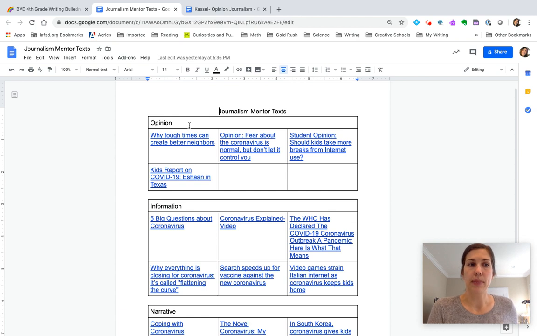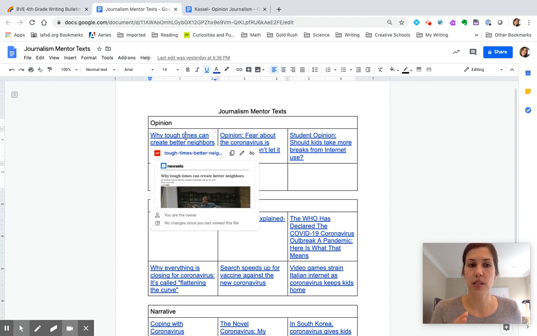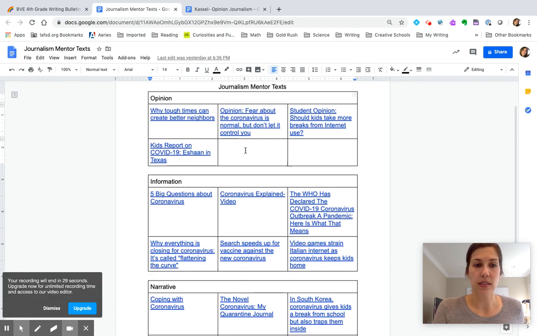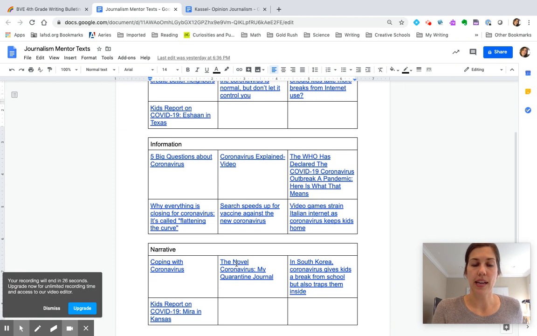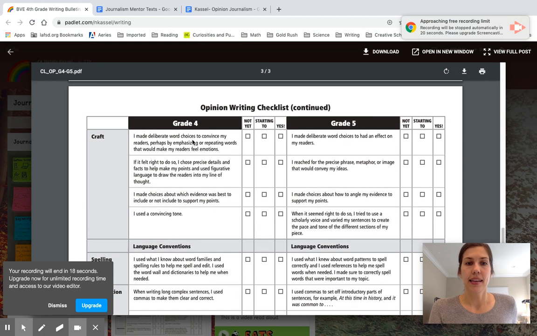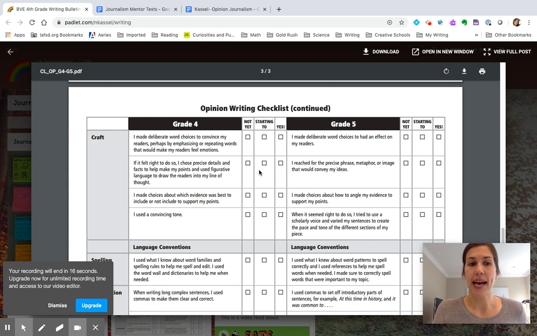This journalism mentor text doc has links to published articles about this time period and about people's experiences. These ones are opinion. There are also some that are informational or narrative. I was thinking that with informational ones, you might be able to find some facts there. One other thing I want to point out is that today would be a good day to look at the opinion writing checklist on the Padlet.